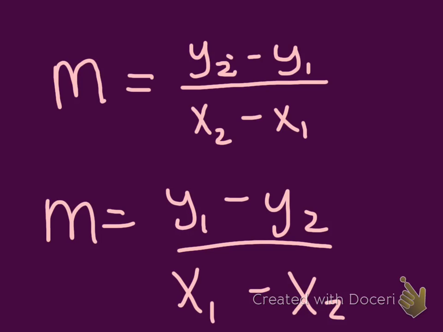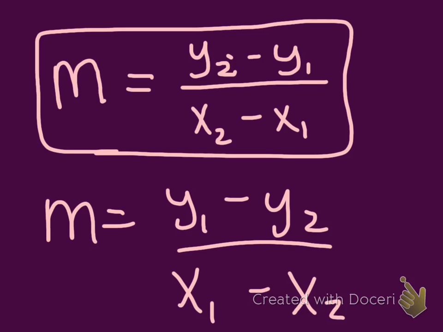Most textbooks are going to have it written like this one. But as long as we stay consistent on which x values we choose and which y values we choose, we can choose any one of them. Let's do some examples so you can understand.